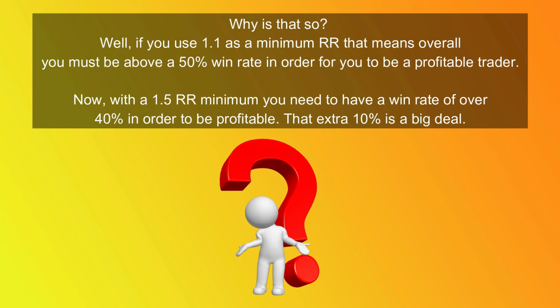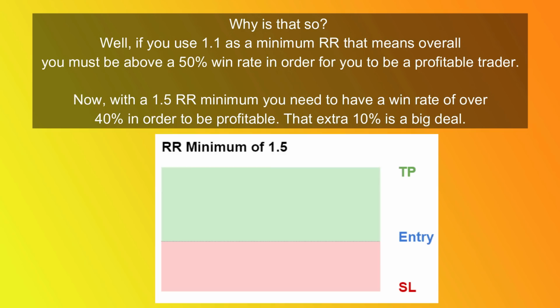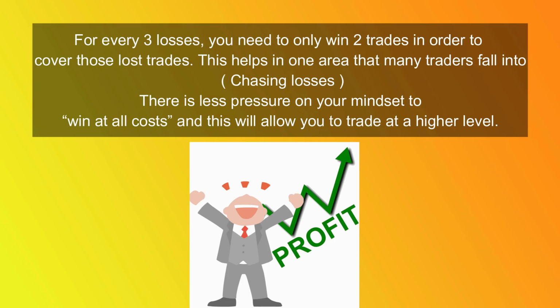Simple as that. Why is that so? Well, if you use 1.1 as a minimum risk to reward, that means overall you must be above a 50% win rate in order for you to be a profitable trader. Now, with a 1.5 risk to reward minimum, you need to have a win rate of over 40% in order for you to be profitable. That extra 10% is a big deal. For every 3 losses, you need to only win 2 trades in order to cover those lost trades.